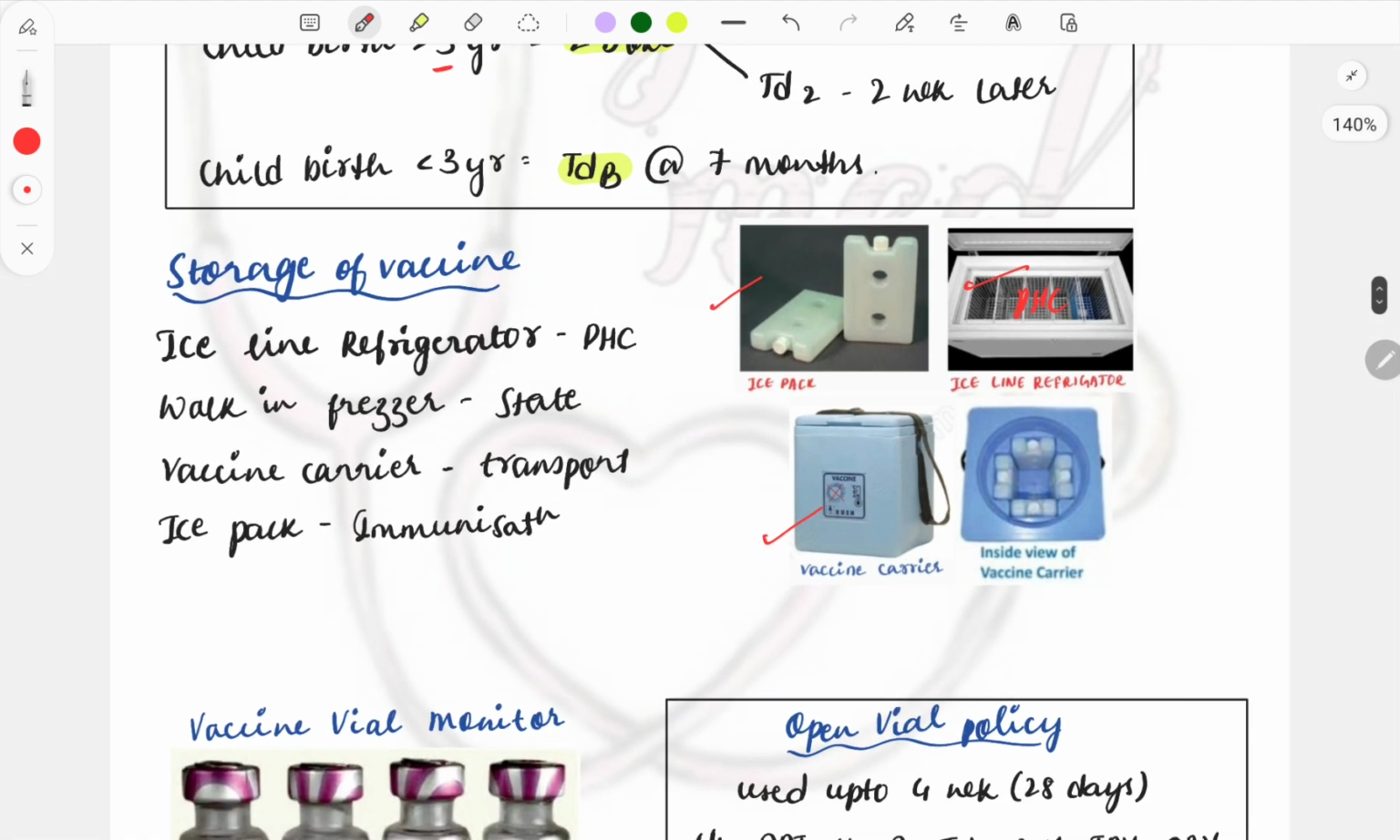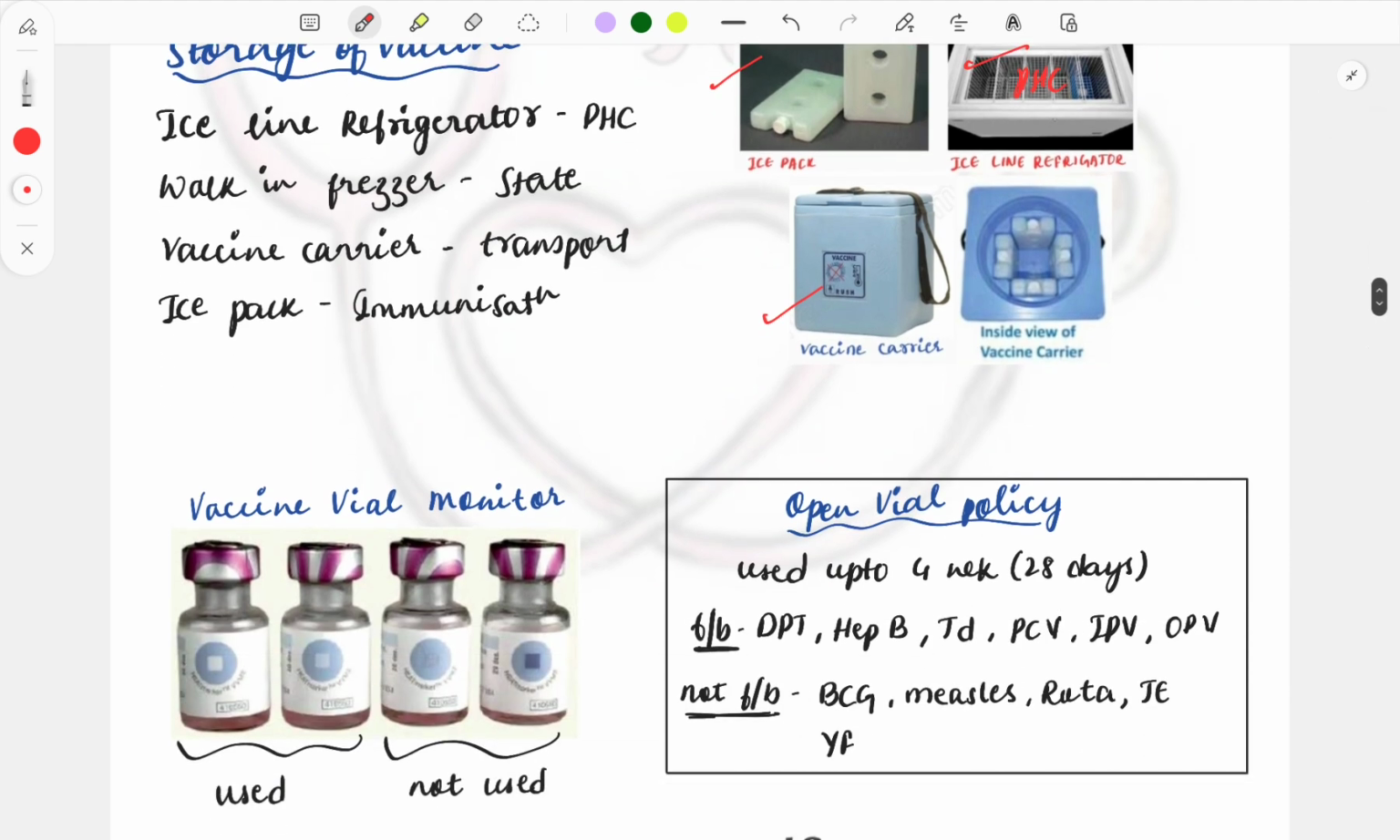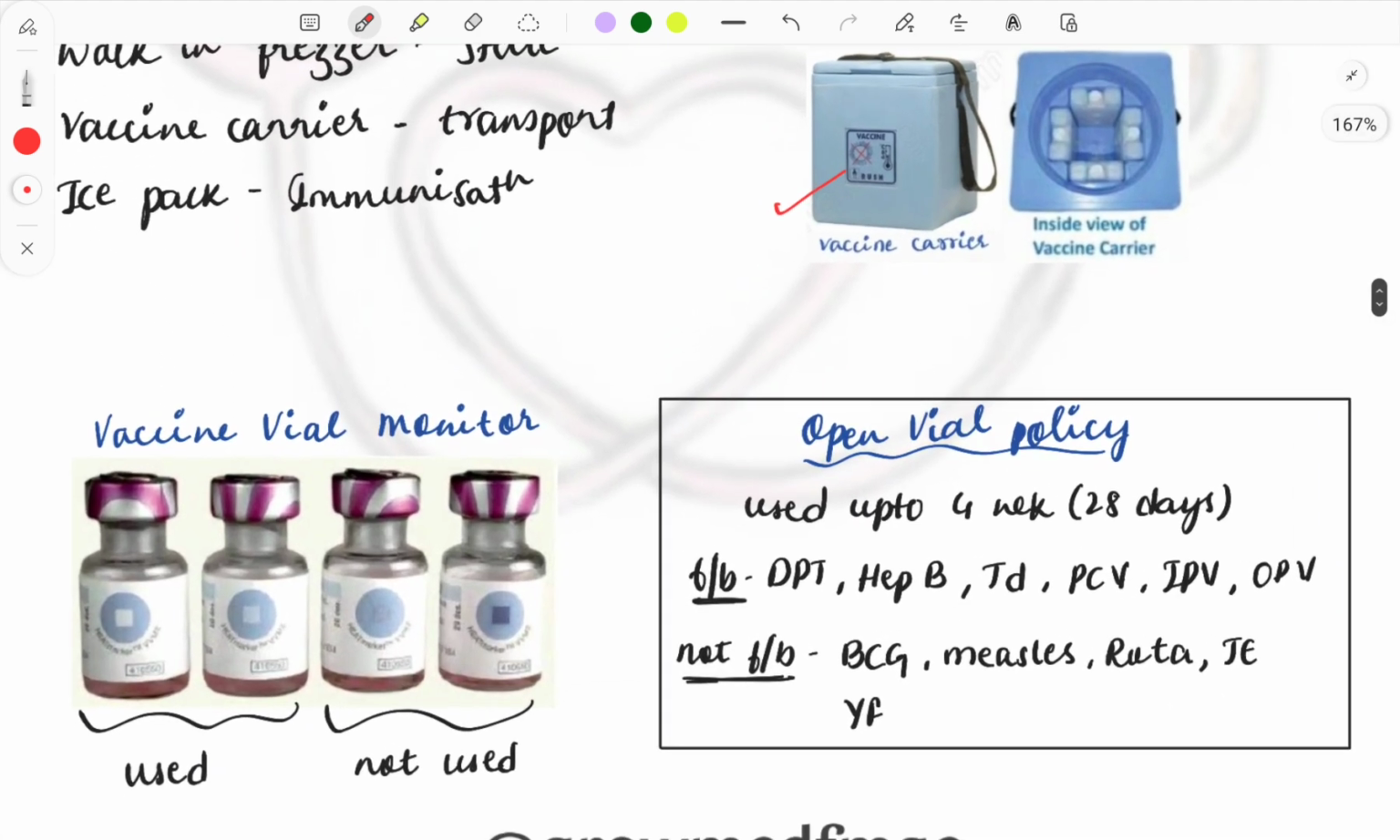So if an image is asked, you'll be easily able to identify it, because it will be a whole room, meaning it will be a walk-in freezer.